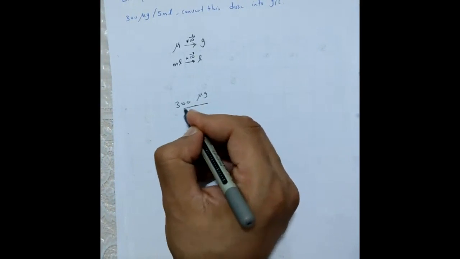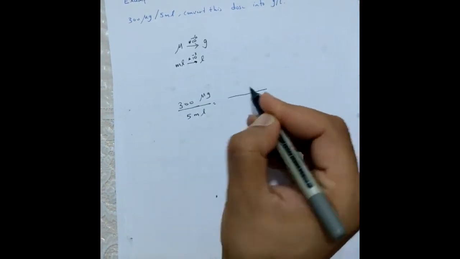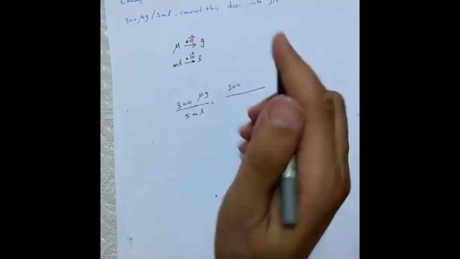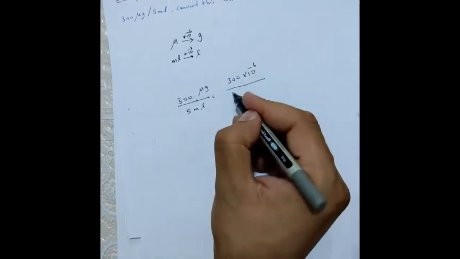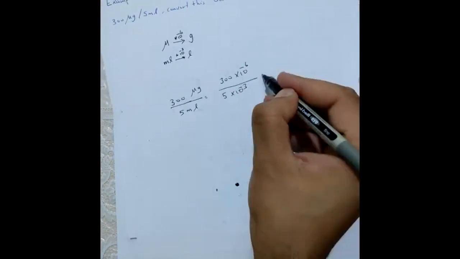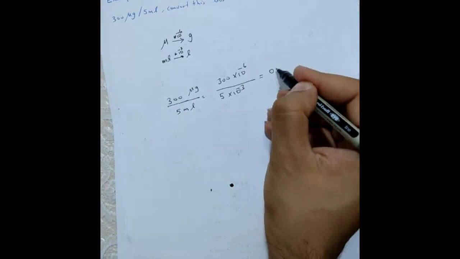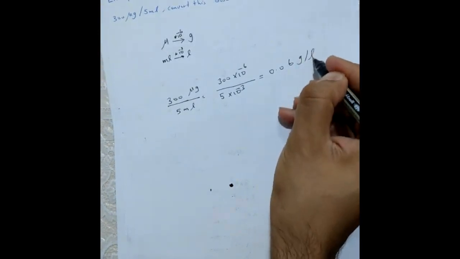So it's easy. 300 microgram over 5 milliliter will be equal to 300, I know from micro to gram, 10 to the power minus 6, over 5, 10 to the power minus 3. It will be equal to what? It will be equal to 0.06 gram per liter.